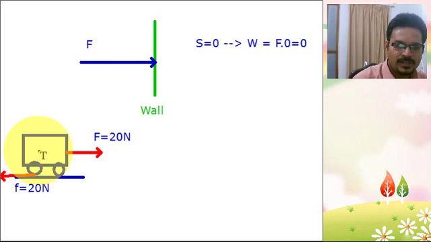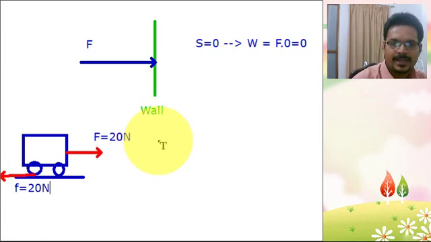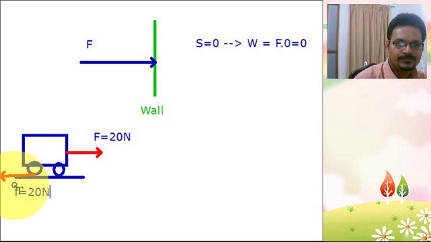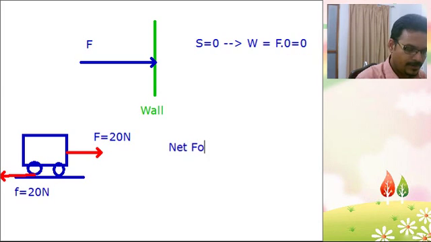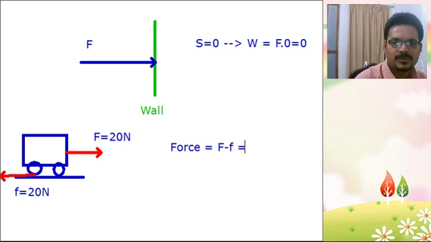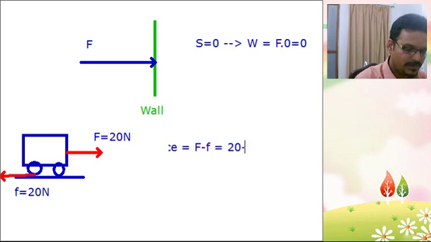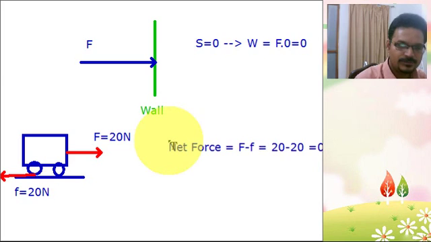Now there is a trolley moving in the right side direction with the applied force 20 Newton. Simultaneously there is a friction force between the tires of the trolley and the road, which is 20 Newton. Then the net force equals capital F minus small f, and capital F minus small f is how much? 20 minus 20, which is equal to 0.